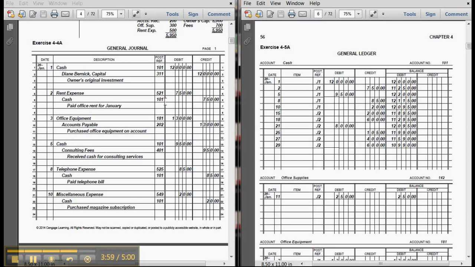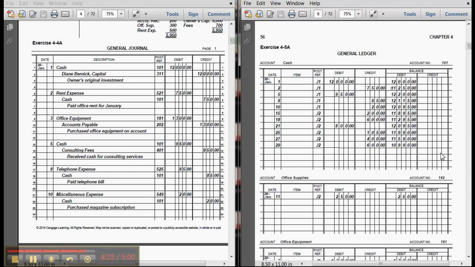I'm going to skip down. You go in order, but I want to skip down and show you the cash again. On the 5th, I debited cash for $950. I go to my cash account, I put in the 5th, debit for $950. Cash increases with a debit. So now when I get my new balance, I'll take my $11,250 plus my $950, and now my cash balance is $12,200.